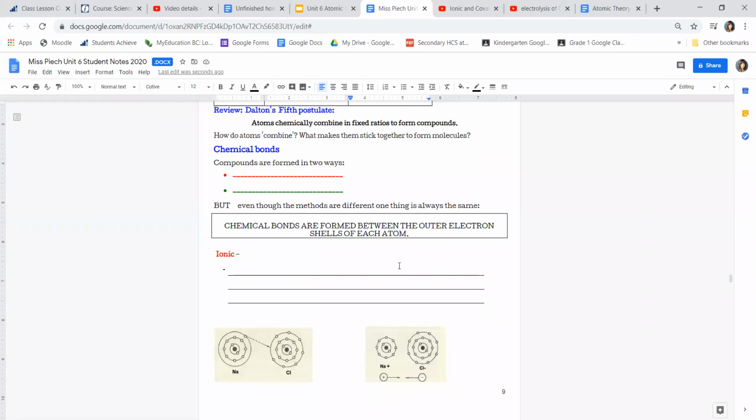All right, we are back for part 2. So we were looking at the 5th postulate about how atoms chemically combine in fixed ratios to form compounds. We're going to look at the different types of chemical bonds that are going to form in compounds.